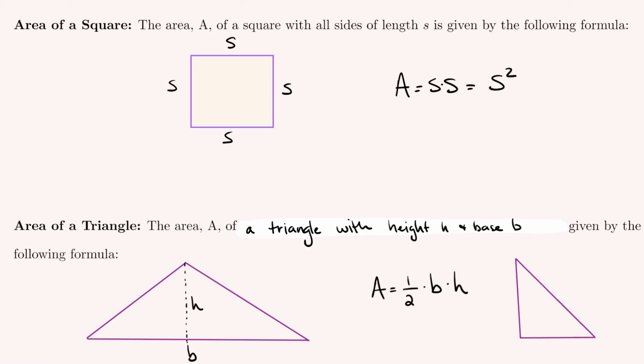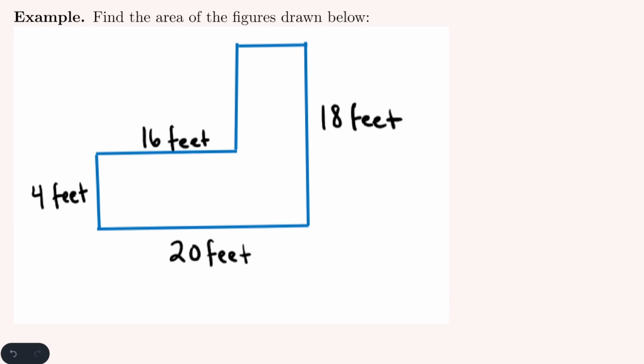Now in this right triangle that you can see on the right side of the screen, here we would call this the base and we would call this the height. So area is 1/2 base times height. So keeping that in mind, let's find the area of these figures.